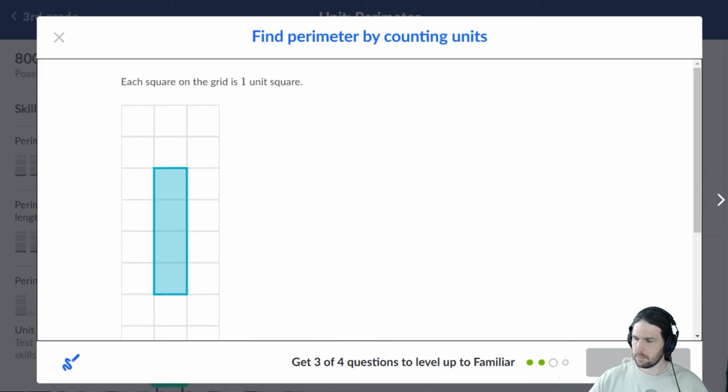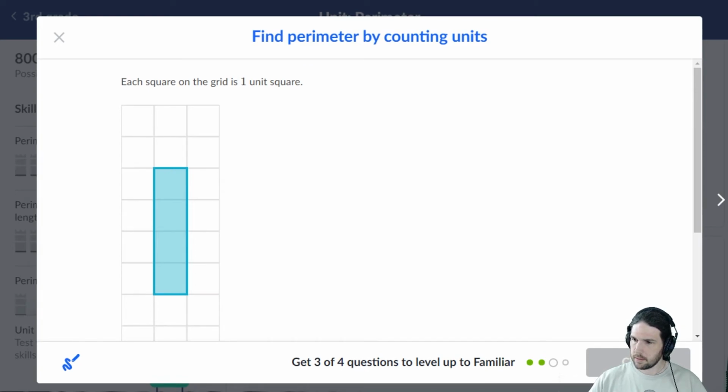Moving on. The alert is loud. I can fix that. All right, that should make it significantly quieter.